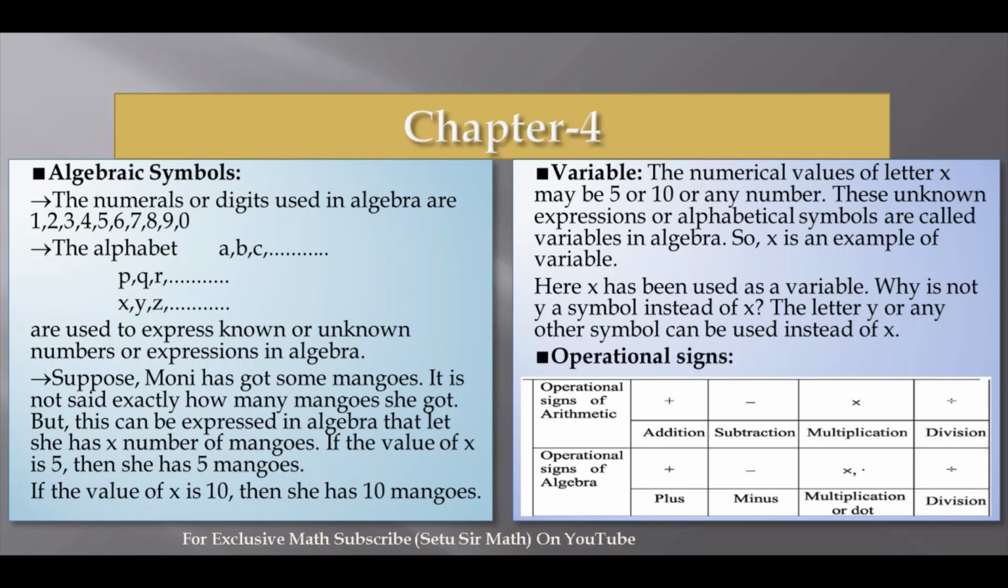These are the operational signs of arithmetic: plus, minus, multiplication, division. But there is a little change in the operational signs of algebra. Plus is the same sign, minus is the same sign, but for multiplication, we can use the multiplication sign or we can use the dot sign. After that, the division. That is the difference in algebra.